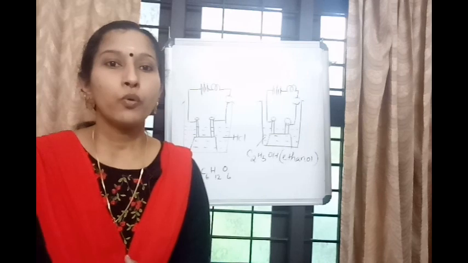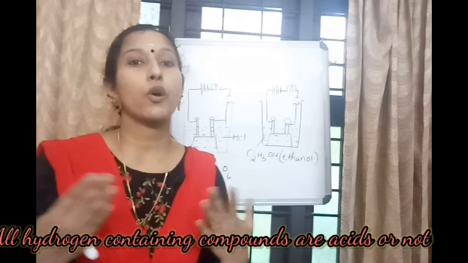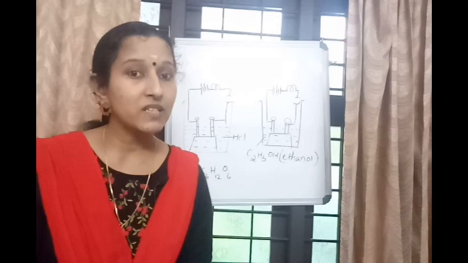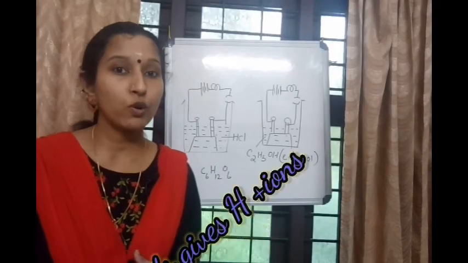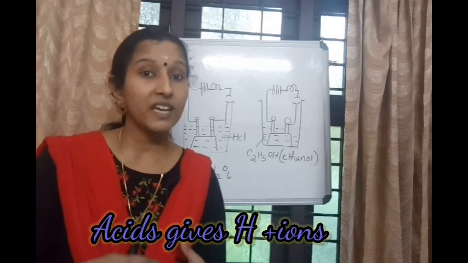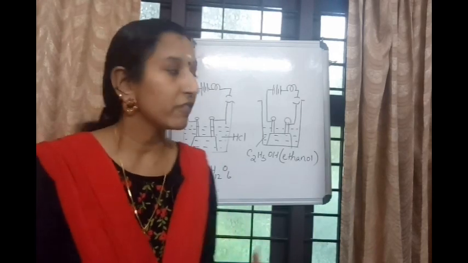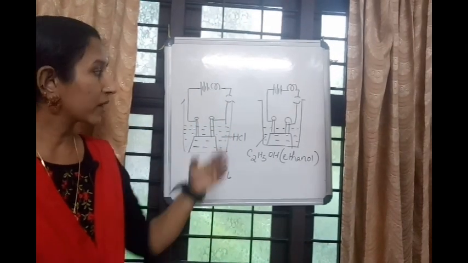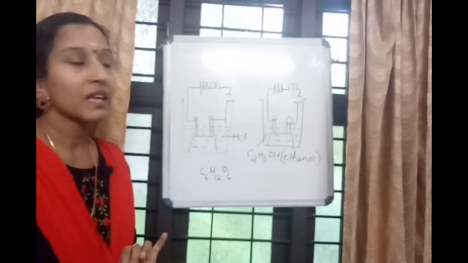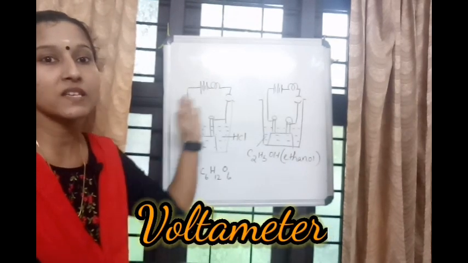Okay, now we are going to discuss whether all hydrogen containing compounds are acids or not. Right now we discussed that acids are the substances which give H plus ions, or acids are the substances which produce hydrogen gas when they react with a metal. You will understand this concept with the help of this activity. You can see two figures on the board. What is the name of this figure? This is a voltameter. What is a voltameter? A voltameter is an electrolysis apparatus.